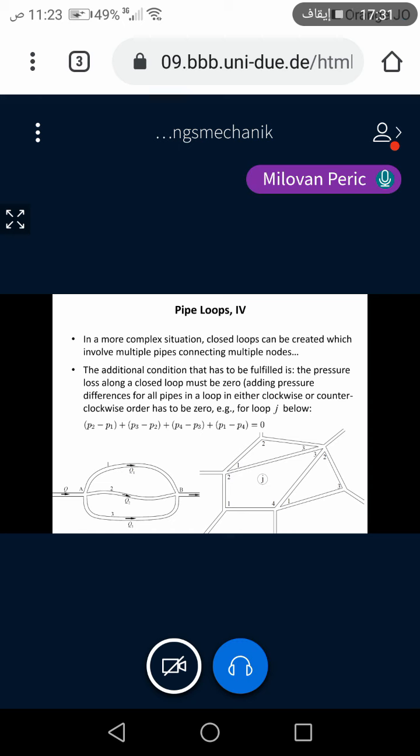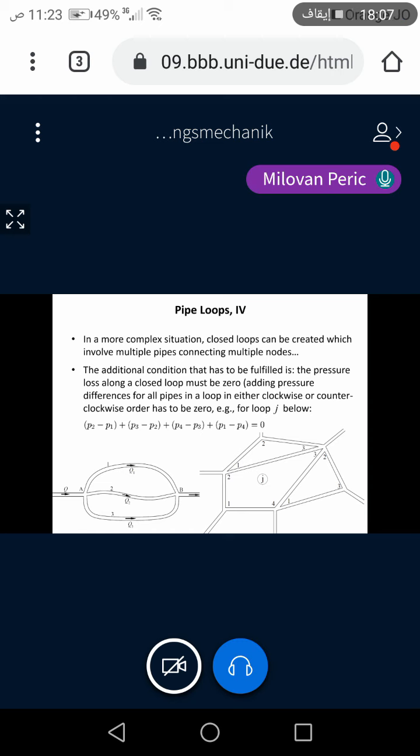clockwise or counterclockwise direction, the sum of pressure drops must be 0, because you will come back to the same point. For example, if you take this loop, which I labeled J, you first have the pressure drop on the pipe that goes from node 1 to node 2, so P2 minus P1. Then you go to the next pipe, which goes from node 2 to node 3. So you add to it P3 minus P2.